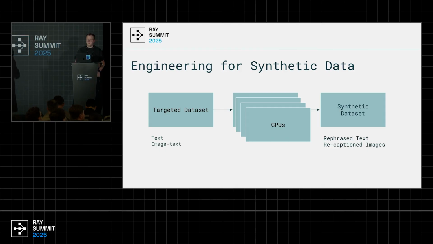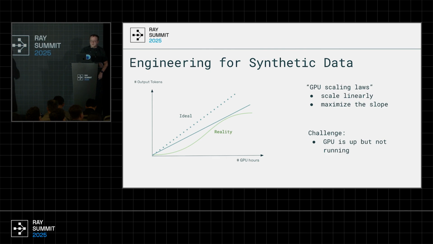You use your GPUs and you get synthetic data. And we can do this for rephrasing. We can do this for recaptioning images, et cetera. In practice, this becomes extremely hard at scale. Like everything at scale, it gets much, much harder. Turns out that being able to maximize the utilization of your GPUs and have reliable generation over trillions and trillions of tokens becomes extremely hard. And this is what we're going to talk about today.